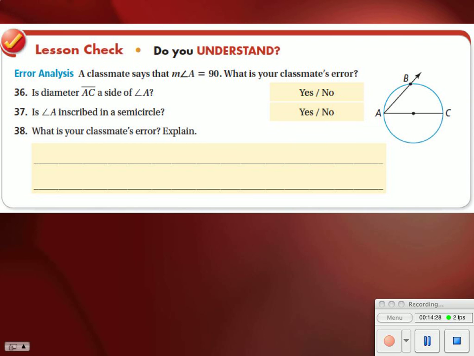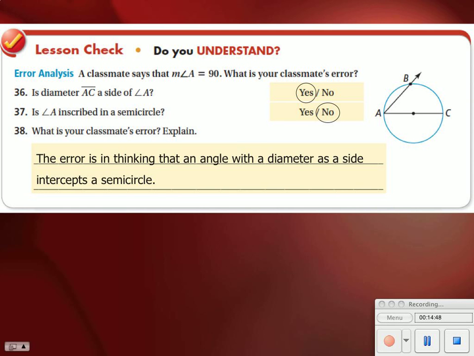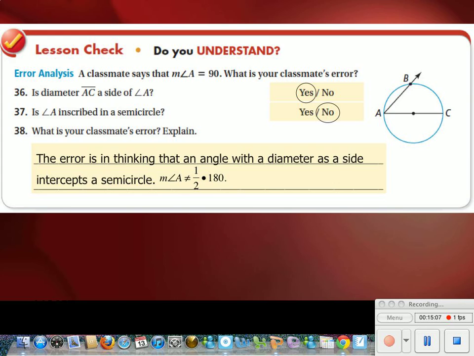So let's see if we understand what we learned tonight. It's a lot. A classmate says that the measure of angle A equals 90. What is your classmate's error? Is diameter AC a side of angle A? Yes. Is angle A inscribed in a semicircle? No. So there's the error your classmate made. The error is thinking that an angle with a diameter as a side intercepts a semicircle. It does not. Now, angle ABC, if I was to draw that, would be a right angle because that does intercept a semicircle. So the measure of angle A is not equal to 1/2 of 180.